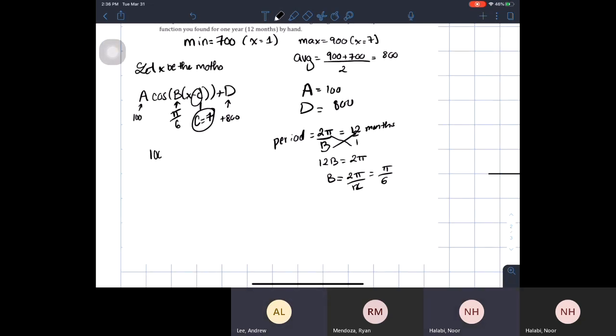So it's just going to be 100 cosine pi over 6 x minus 7 plus 800. Okay. Do you approve, Andrew? Yep.